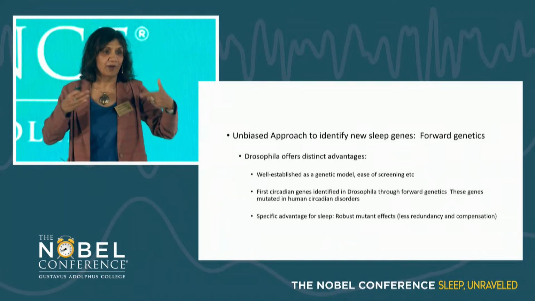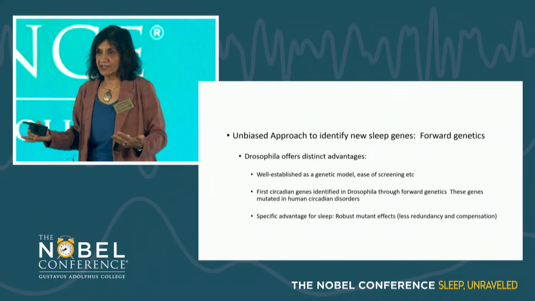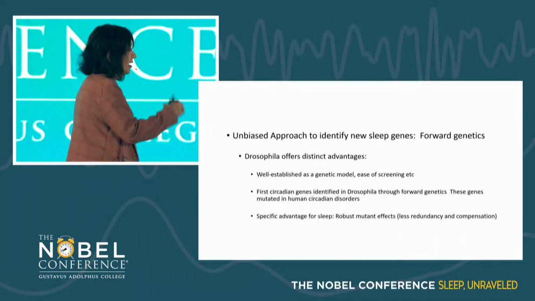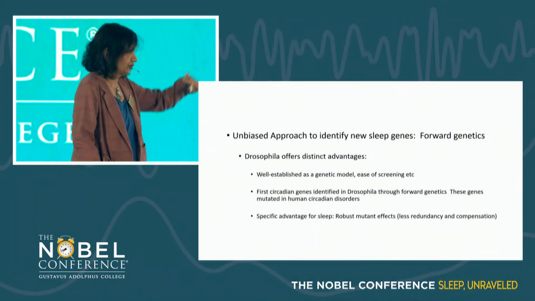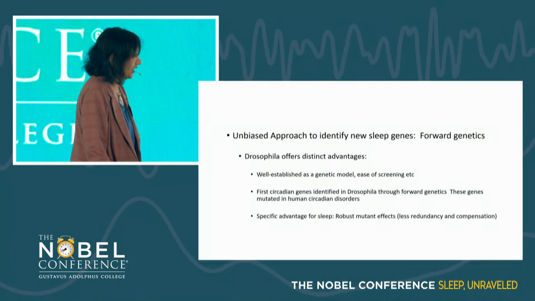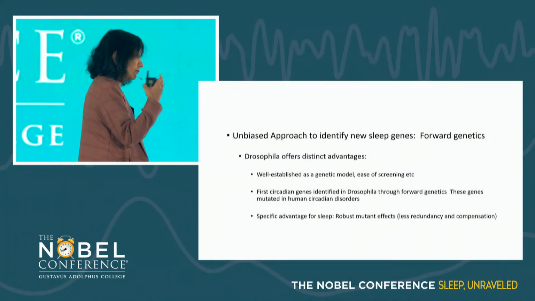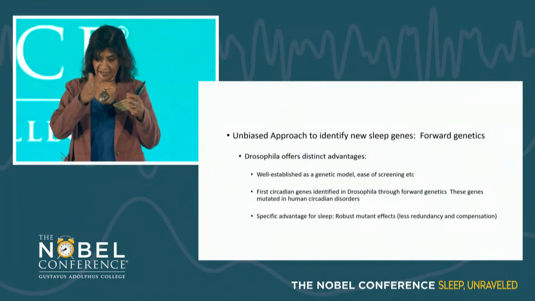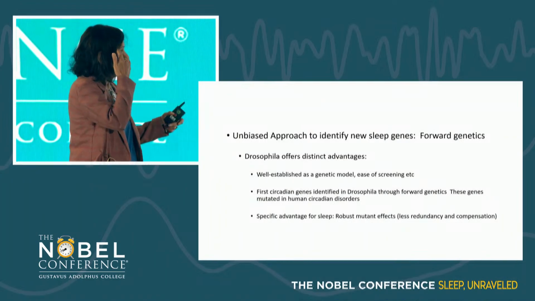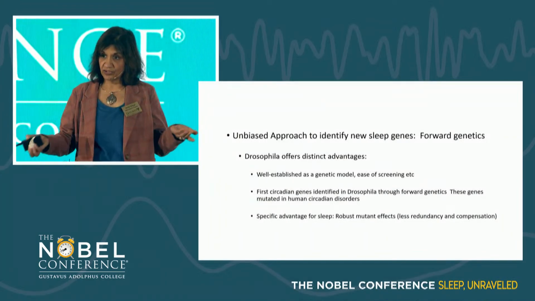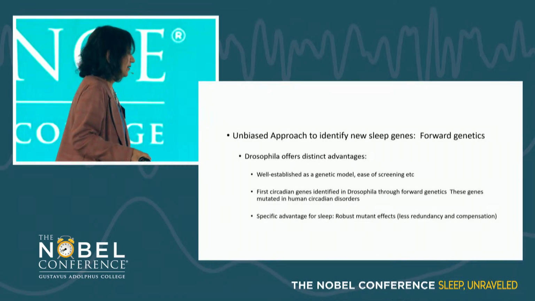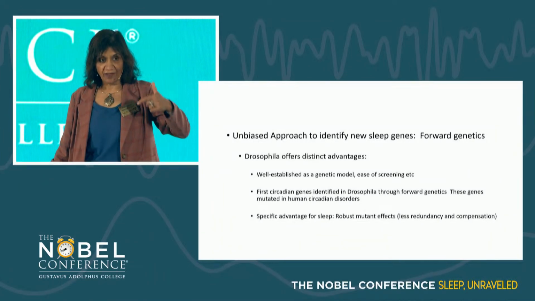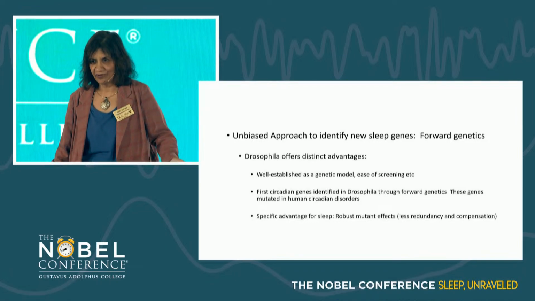You want to use the unbiased approach, which was so successful for the circadian clockwork, and that is forward genetics. And we know Drosophila is a great model for that. You can screen lots of flies. It's well established for genetics. For our purposes, what was great was that the first circadian genes were found here, and they are, of course, the ones that time sleep. And as I mentioned, these genes are now even mutated in human circadian disorders. But I would argue that for sleep, there's an additional advantage of Drosophila, even beyond its advantage for circadian rhythms.